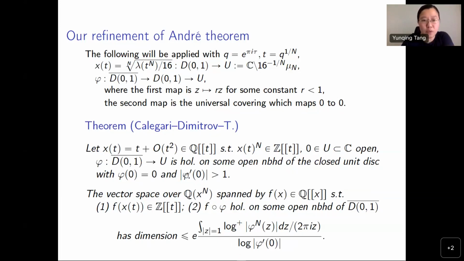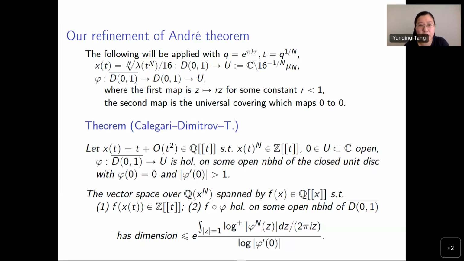The reason that we want the derivative at 0 to be strictly greater than 1 is so that the denominator is actually a positive number. So the upshot is that Andrews' criterion says that if we have a phi, we know the function is algebraic, and here we can give a dimension bound explicitly in terms of the function phi.